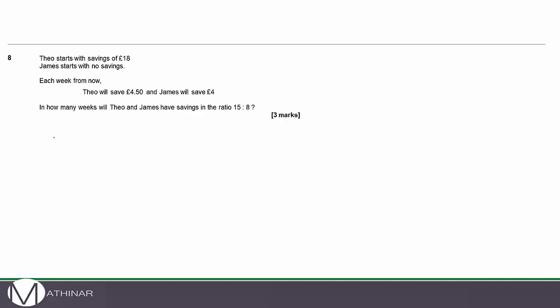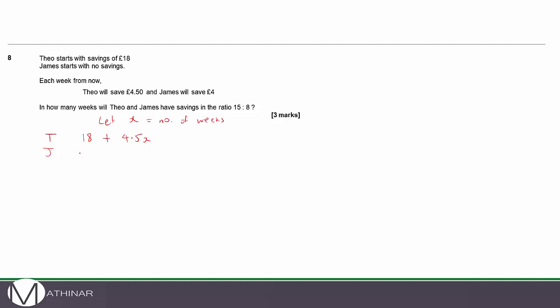Right, so let's write down some information. So we've got Theo, let's call Theo T, and James we'll call just J. So Theo has £18, and then every week he is going to save £4.50. So I'm going to write 4.5 times the number of weeks, which I'm going to call x. So let x equal the number of weeks. So if I want to know how much Theo has after 4 weeks, then I'll just substitute x equals 4.